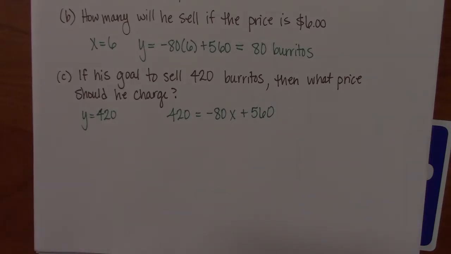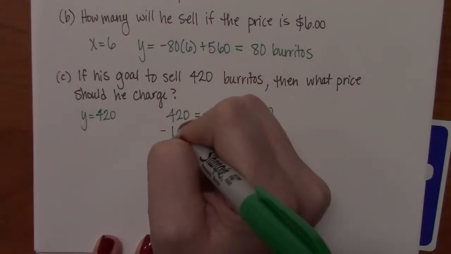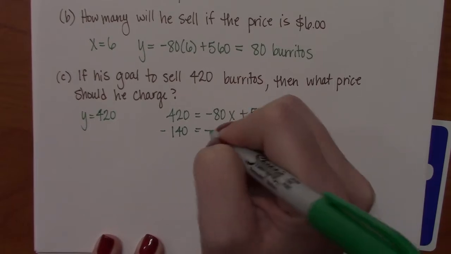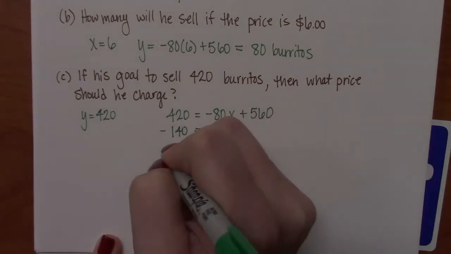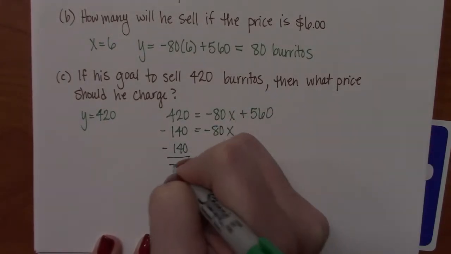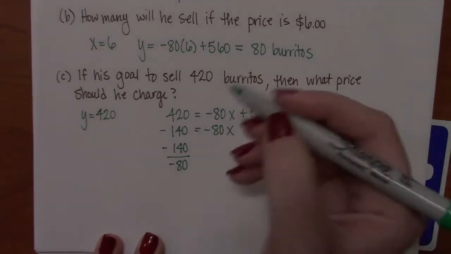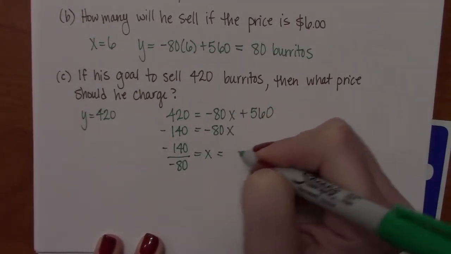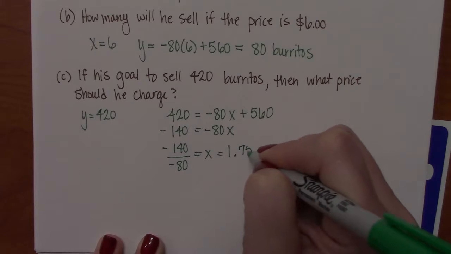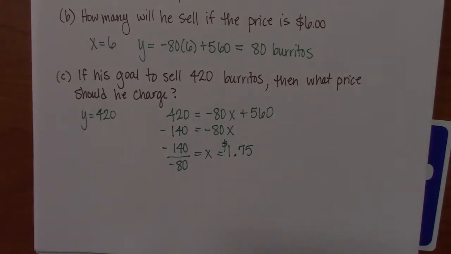So we'll subtract 560 from both sides and get negative 140 equals negative 80x. And remember, when you divide a negative number by another negative number, you will come out with a positive price. And it turns out if he prices the burritos at $1.75, he'll sell about 420 of them.